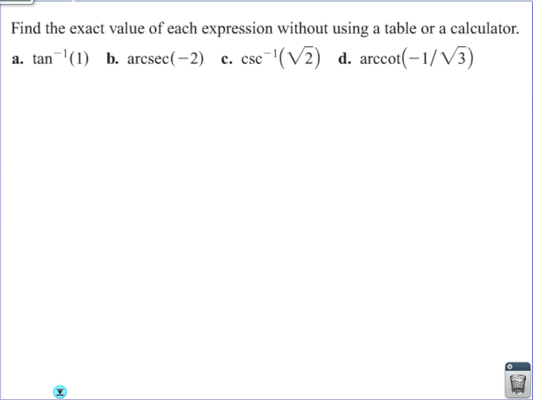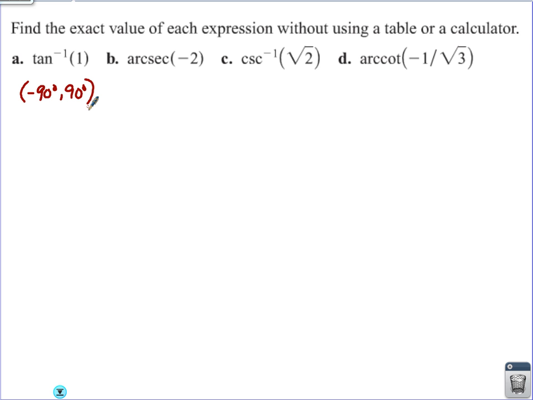Let's do the same thing with these tangents, secants, cosecants, cotangents. The inverse tangent of 1, we're simply asking ourselves, now with tangent, remember that tangent is restricted from negative 90 to positive 90 as well, but they don't include it. Tangent and sine have the same restrictions. Cosine is the only one that's restricted from 0 to 180.